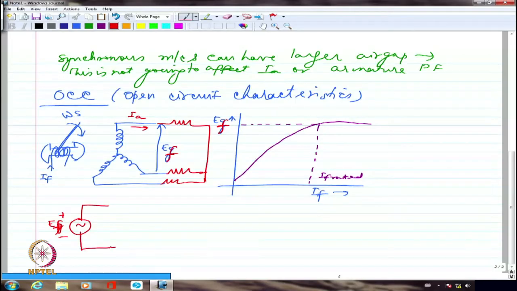Now after this, I am definitely going to have one more induced EMF which is due to the armature current, which I may specify as some EAR. Due to armature reaction, the induced EMF in the stator due to the armature current itself.